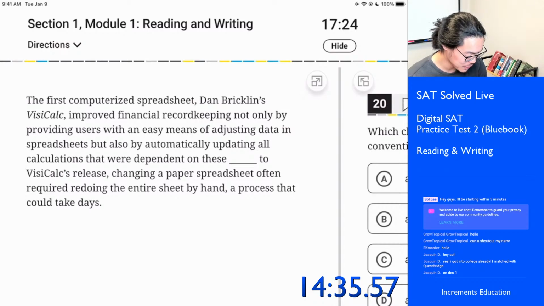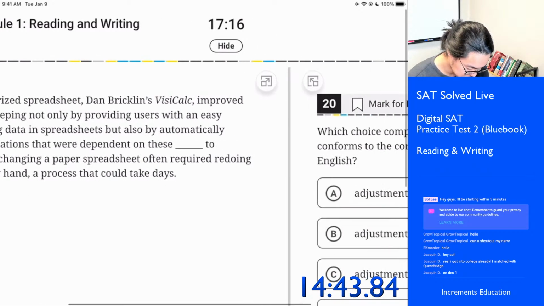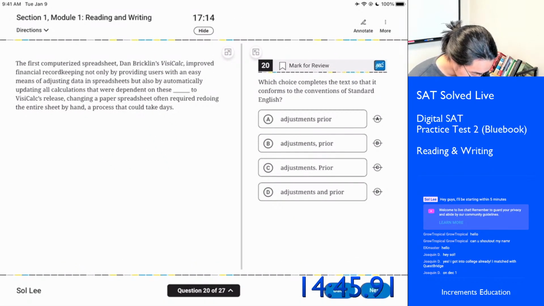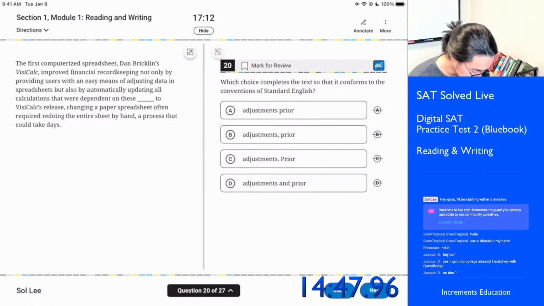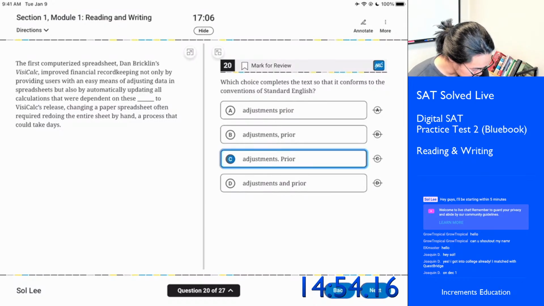The first computerized spreadsheet improved financial record keeping. Not only by doing this, but also by automating that were dependent on these. Oh my God, this UI. Don't do that. Can you not do that? Okay. On these adjustments. Prior to the release, changing often required way more work. Okay, yeah.